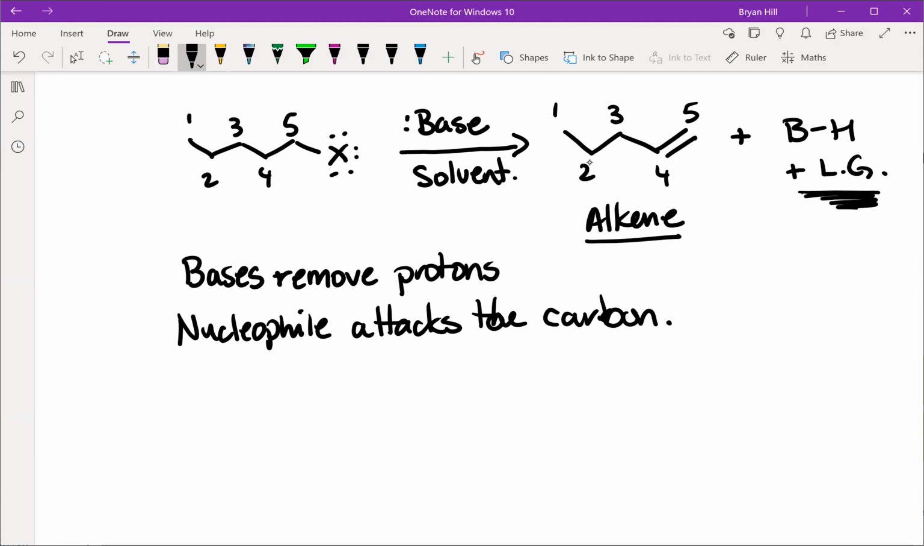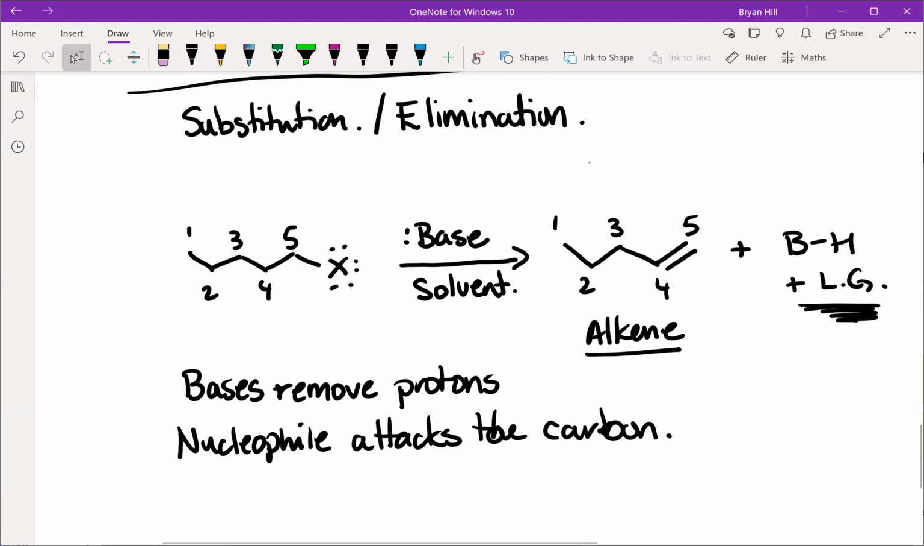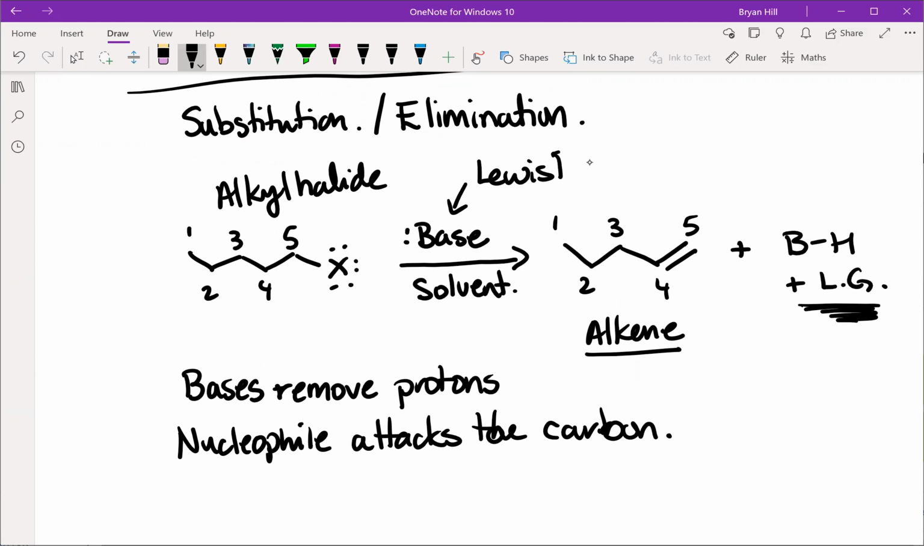So our starting material is an alkyl halide. We've got our Lewis base, which in this case is going to be a Bronsted base as well. And we've got our solvent. So it's the same three components as a substitution reaction, except these undergo elimination reactions.